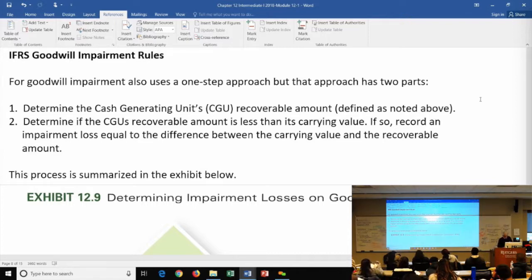You have to look at what is known as a cash generating unit, get the recoverable amount of that cash generating unit, and compare it to its carrying value. If there is a loss, that would come from the fact that the cash generating unit is valued higher than its recoverable amount, and that would be your loss. So IFRS is very consistent no matter what the asset is. Recoverable amount against carrying value, that's the loss. The only difference is that goodwill is the only asset that cannot have a recovery.